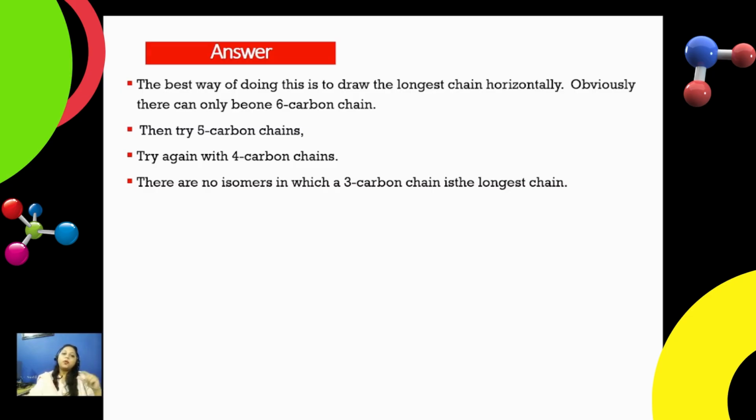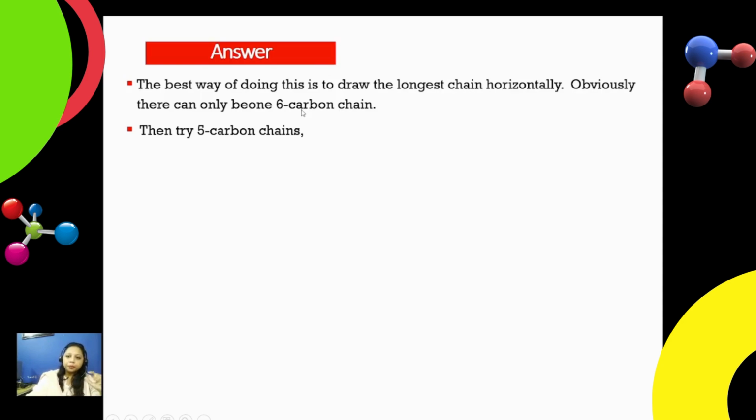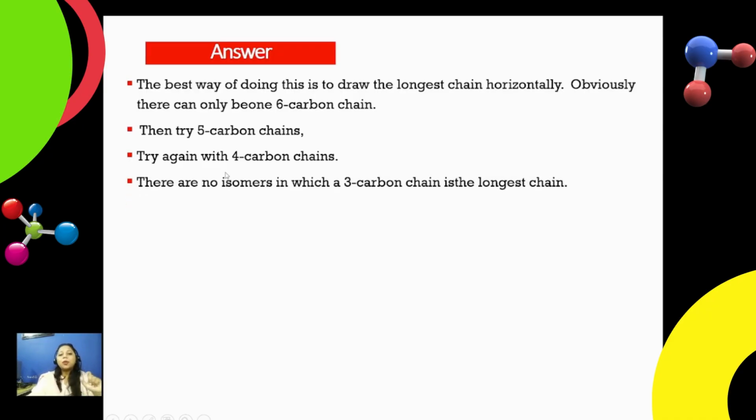First of all, you have to try with the 6 carbon chain, then with a 5 carbon chain, then with a 4 carbon chain, and in the last with the 3 carbon chain. Make the other carbons substituents, do not include them in the main chain. These carbon chains mean the main chain, the longest chain that you have selected. So by following these tips, you can easily make the isomers.